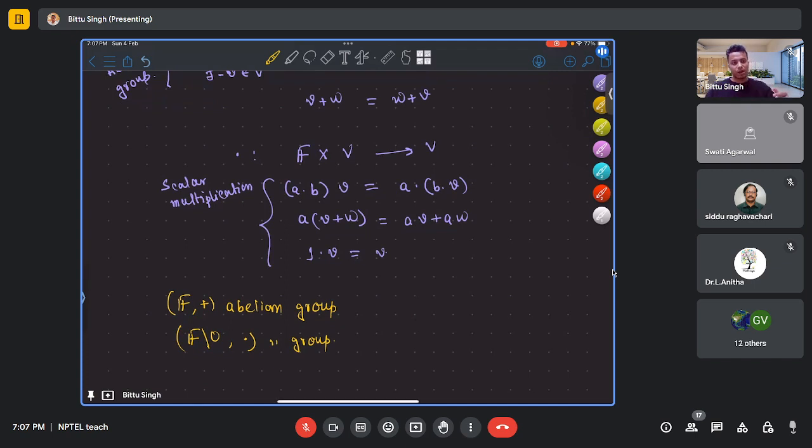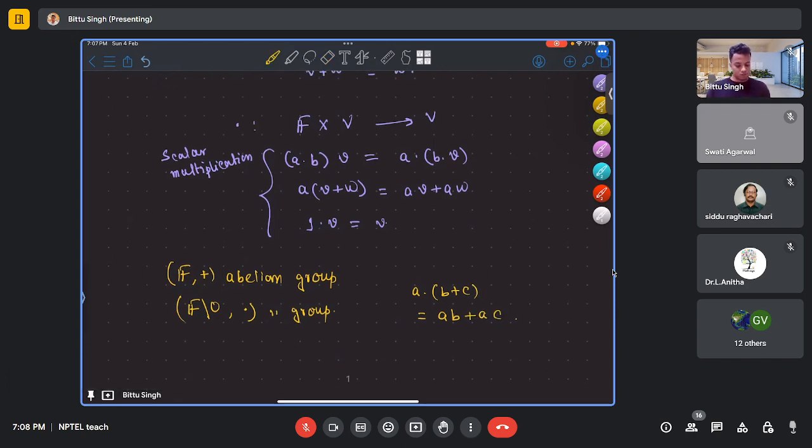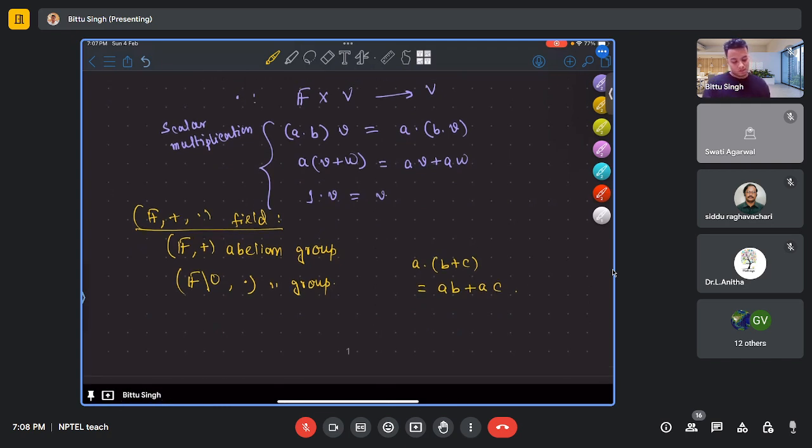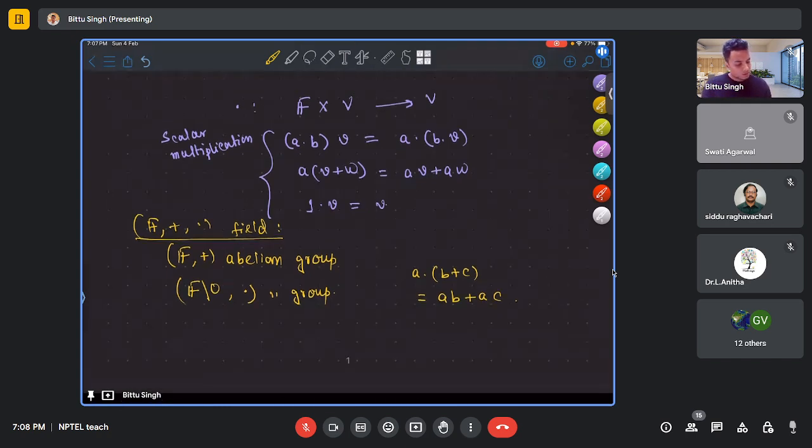And addition and multiplication are compatible. The same addition and multiplication should satisfy a dot (b plus c) equals a dot b plus a dot c. Then we call the structure F, plus and dot, a field. So this is the definition of a field.